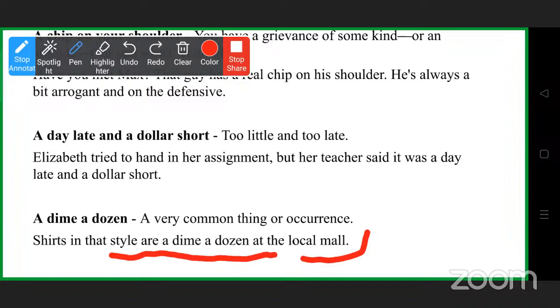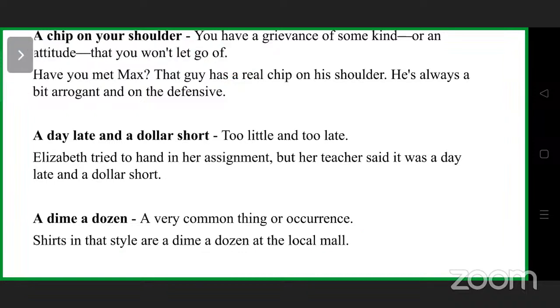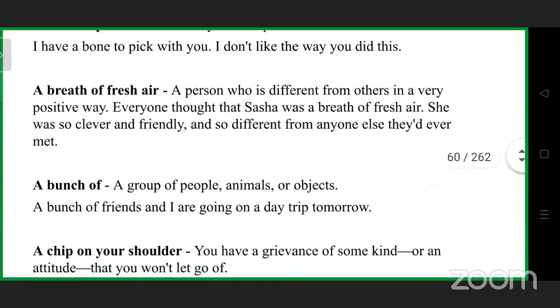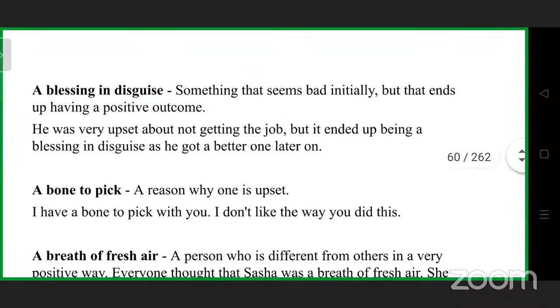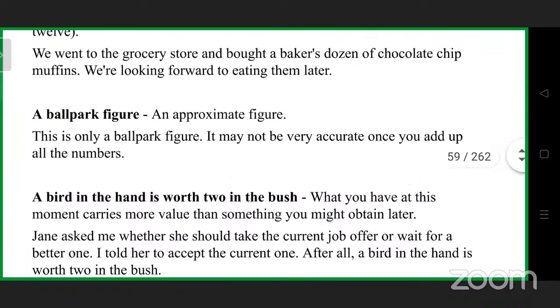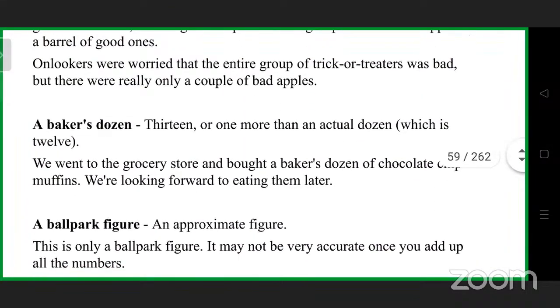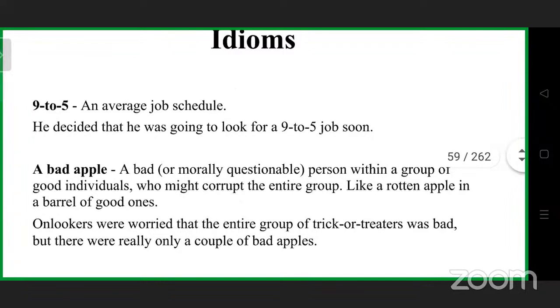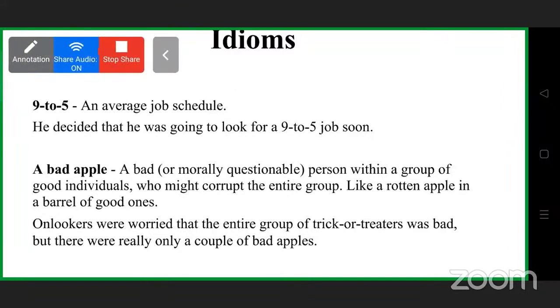So there are lots of idioms that we have done: a dime a dozen, a day late and a dollar short, a chip on your shoulder, a bunch of, a breath of fresh air, a bone to pick, a blessing in disguise, a bit, a little bit, a bird in the hand is worth two in the bush. A ballpark figure is a nice one. A baker's dozen is a nice one. 9 to 5 and a bad apple. So all of them, I think we have done. And I hope that you are actually getting something to go through.